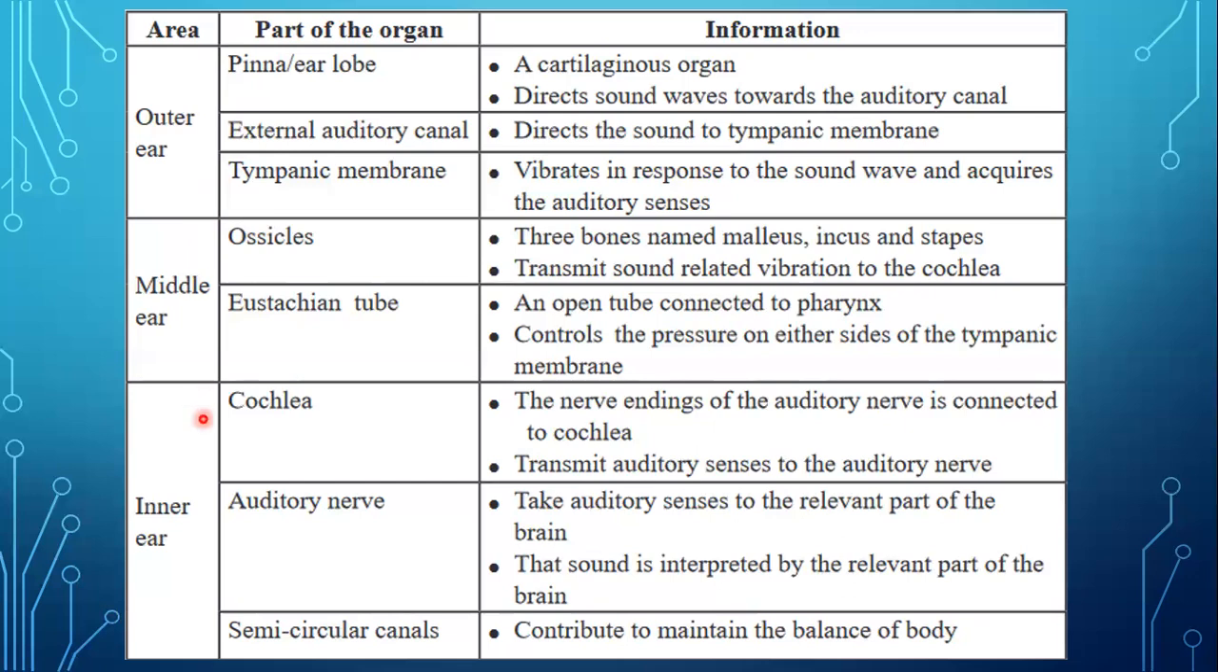Inner ear. Cochlea: the nerve endings of the auditory nerve are connected to the cochlea. They transmit auditory senses to the auditory nerve. Auditory nerve: takes auditory senses to the relevant part of the brain. That sound is interpreted by the relevant part of the brain.